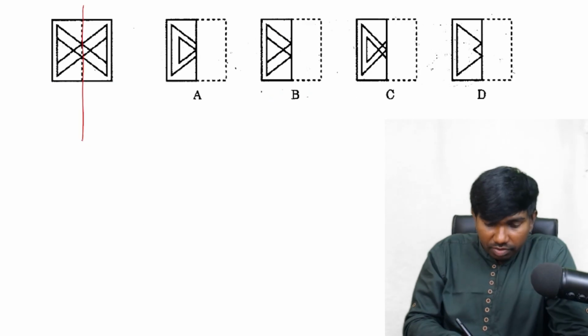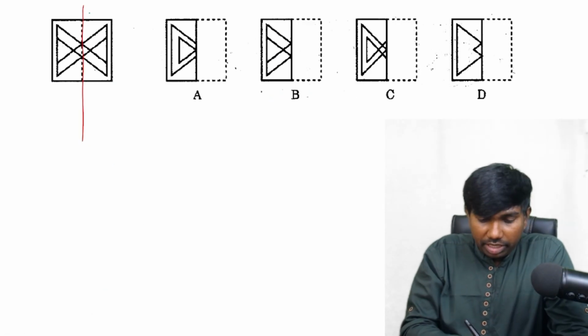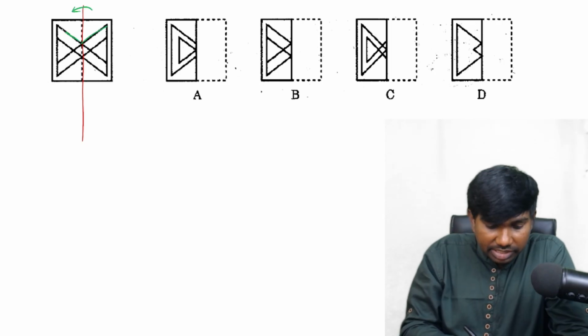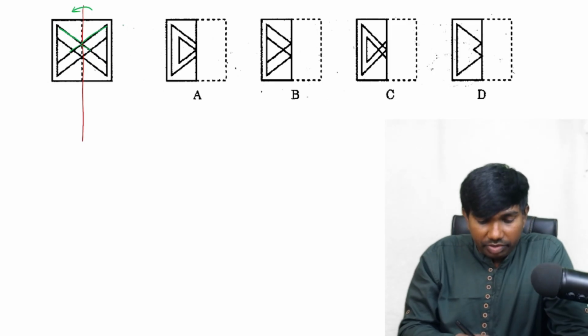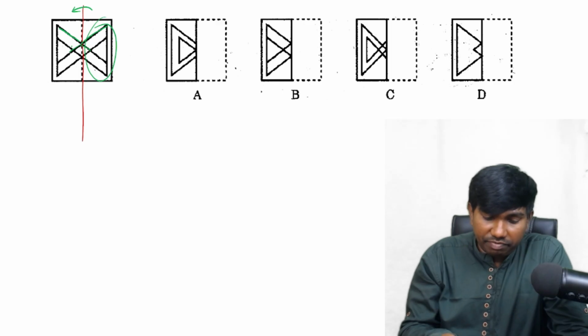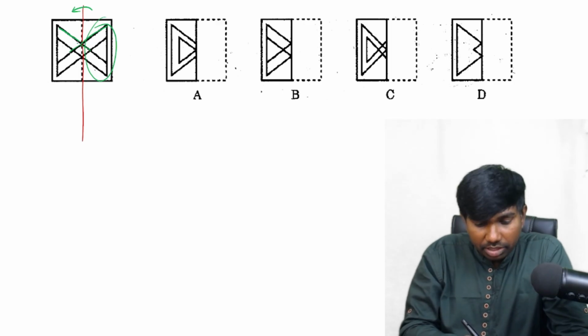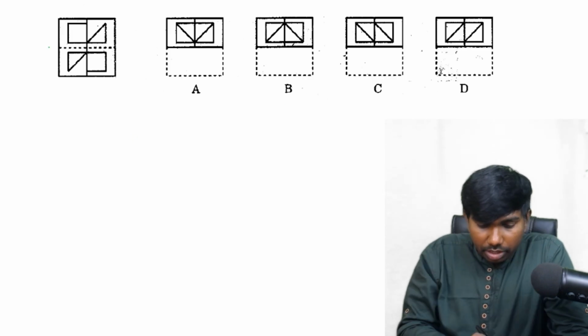Before I solve, everyone solve the questions and check your answers. Here the right side part is folded to the left side. This line exactly overlaps with this one, and this line overlaps, so that means it is vertically symmetrical. That means the right side part will disappear because it will exactly overlap with the left side part. So whatever is there on the left hand side, the same part should be there in the answer. So this one, figure B, is the answer.